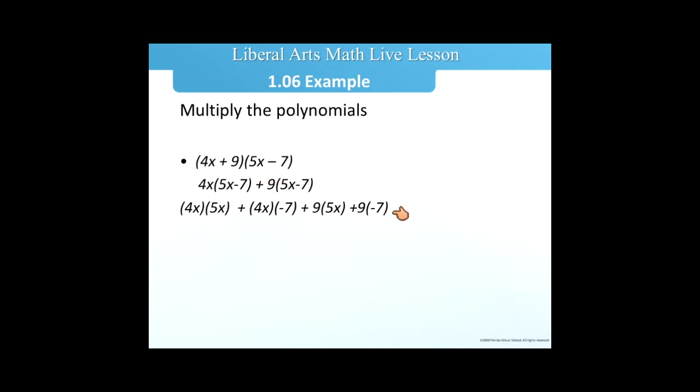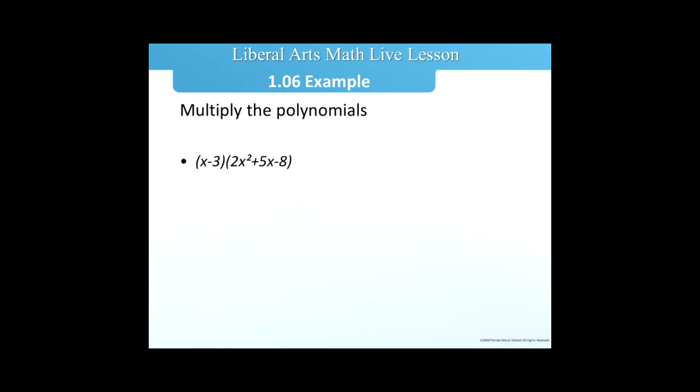So when we multiply these monomials, we end up with 20x squared minus 28x plus 45x minus 63. Same thing we had when we FOILed it. The two terms in the middle are the same. 20x squared plus 17x minus 63. So I show this step to my students who get confused with foiling, because not everybody understands what foiling is. If you see it as distributive property twice, you may understand it a little better.